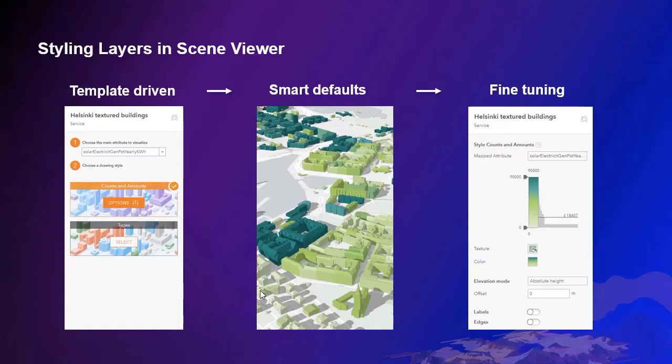Once you've chosen a style, we generate smart defaults, meaning we look at your attribute and your layer and we generate statistics and then a visualization that would go along with that. And in the last step, you can actually go in and fine tune that. So change color ramps, sizes, and the mappings. So let's look at an example in Scene Viewer.